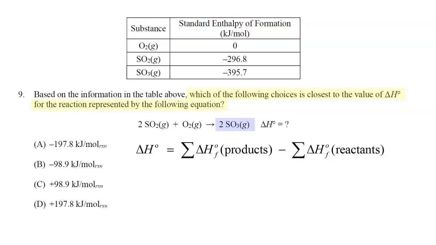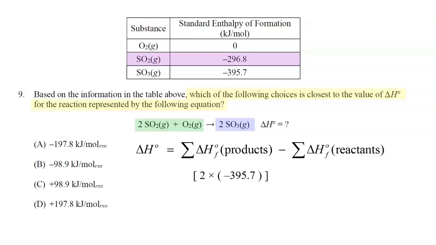So we'll start with the products. Now SO3, sulfur trioxide, has a value for its standard enthalpy of formation of negative 395.7 kilojoules per mole. But because there is a coefficient of 2 in this equation, we have to take that number and multiply by 2. So it's going to be 2 times negative 395.7, and that takes care of the products. Now let's move on to the reactants. So for the reactants, we have 2SO2 plus O2. So the value for sulfur dioxide, or SO2, is negative 296.8.